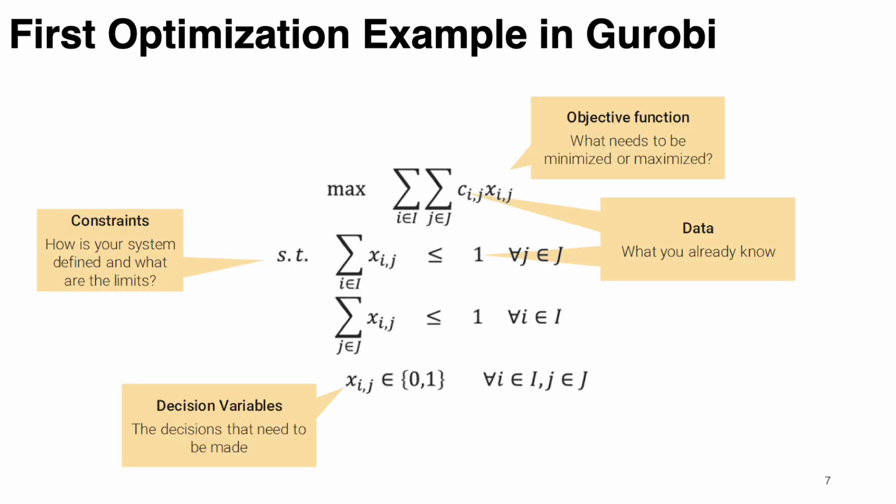Let's now look at a typical formulation for an optimization problem using Gurobi. In this mathematical formulation, we start with an objective function, which is subject to either minimization or maximization depending on the nature of our problem. This is subject to some constraints which define the scope of the problem and range of possible solutions.